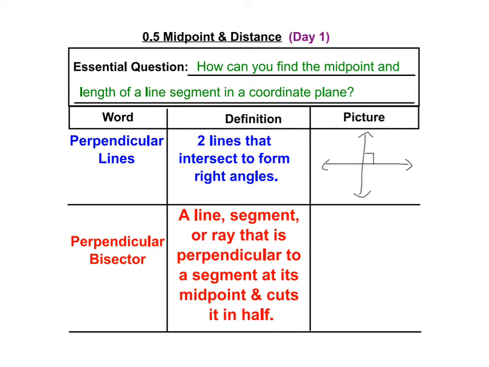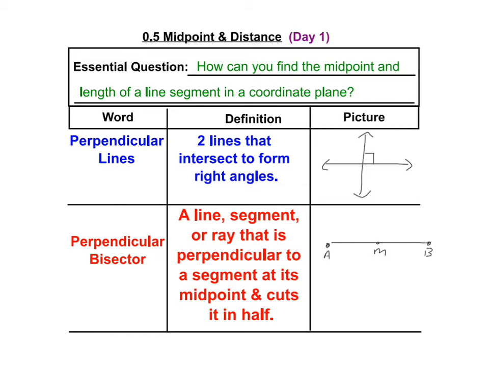A perpendicular bisector is a line, segment, or ray that is perpendicular to a segment at its midpoint and cuts it in half. So for a perpendicular bisector, we need a few different criteria to be met. First, we need a segment. Notice how I'm going to draw endpoints on it, so no arrowheads. And then we need the midpoint of the segment. I'm going to call the midpoint of this segment M, and let's just call it segment AB.